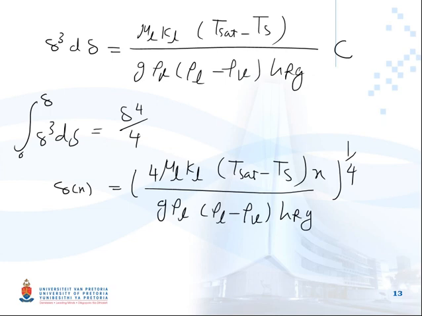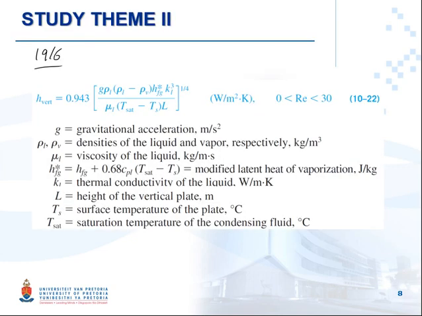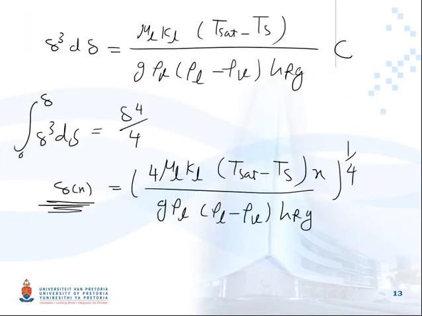Okay, but if you remember here, now we have the thickness. We have the thickness, but the Nusselt was based on h. So we want to find or calculate the heat transfer coefficient. We know that q dot x is equal to h times T sat minus T surface. We know that. So how are we going to find that one?